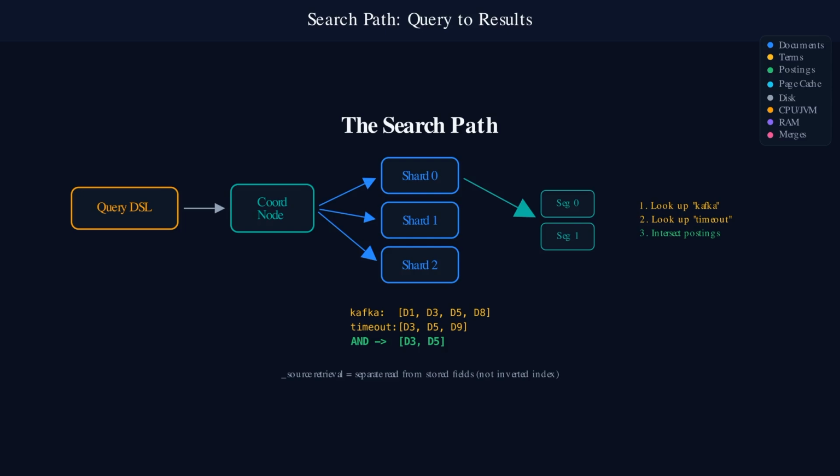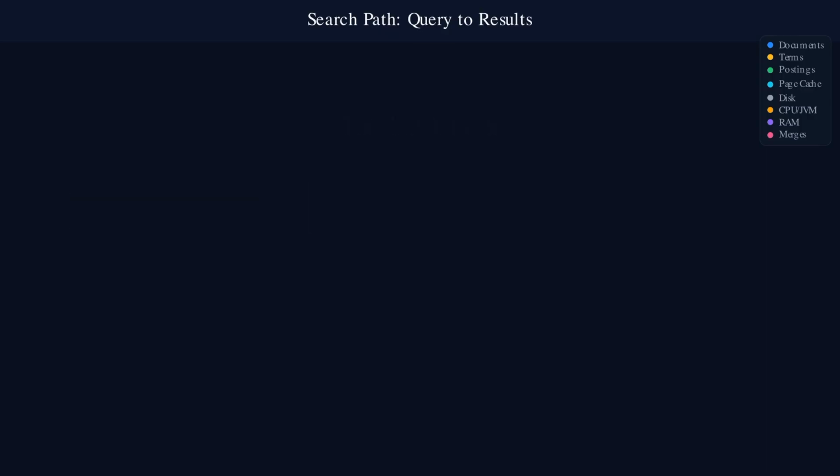For each match, Lucene may compute a relevance score using BM25, which considers term frequency, how often the term appears in all documents, and the document length. Each shard returns its top K results, and the coordinating node merges them into a final sorted list. Source retrieval, fetching the original JSON, is a separate read from stored fields.